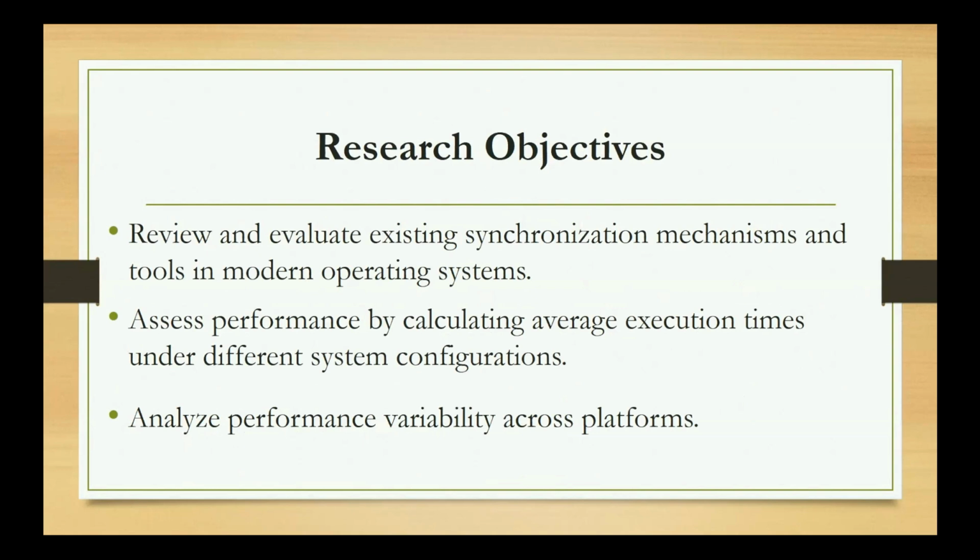In our literature review, we reviewed several papers to know the synchronization methods that are commonly used, and from there, we selected the four I just mentioned. Also, the study aims to assess the performance of these four mechanisms, which are reentrant locks, semaphores, synchronized methods, and synchronized blocks, under different system configurations. Those are the three operating systems, Mac, Windows, and Linux. And after assessing this performance and getting our test results, we analyze the variability in performance across these platforms.